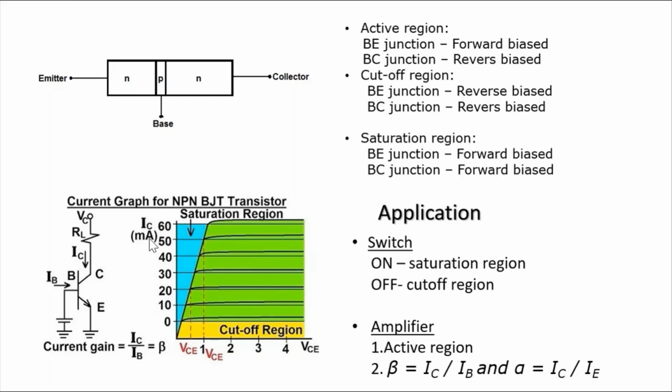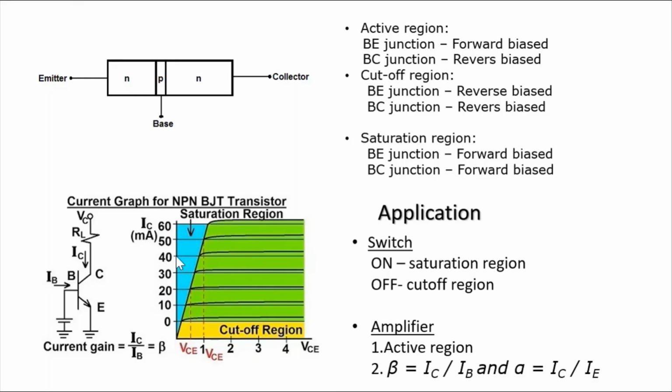Next, by plotting the graph between collector current and the voltage difference between collector and emitter, we get three different regions. One, active region, when the base emitter junction and base collector junction are forward and reverse biased respectively. Cutoff region, when both the base emitter junction and base collector junction are reverse biased. Saturation region, when both are forward biased.